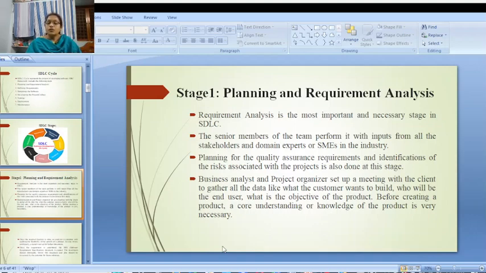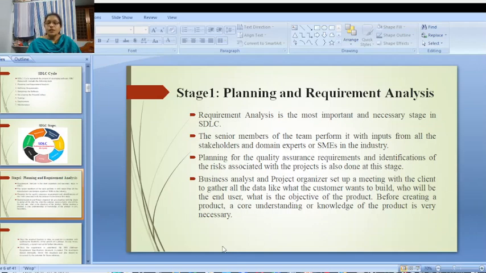And also the business analyst and project organizers set up a meeting with the client to gather all the data, like what the customer wants to build, who will be the end user, and what is the objective of the product.